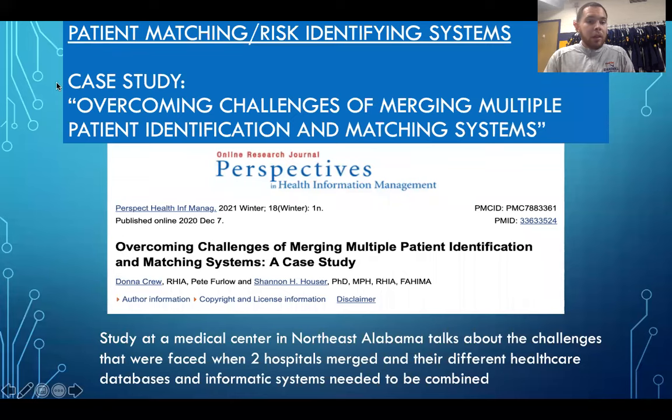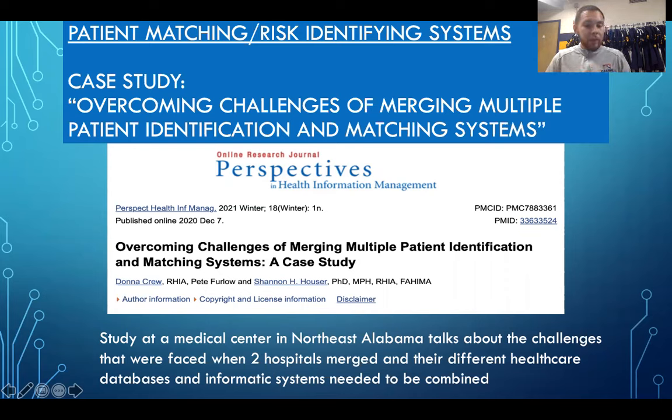So the next case study that I'll be talking about, which ties into the last one, is overcoming challenges of merging multiple patient identification and matching systems. This goes back to when I was talking about how multiple health systems have different electronic medical records. Sometimes when they need to work together or decide to merge medical record systems, it can be very troublesome for the IT department and the health informatics faculty, because it's hard to combine these 2 softwares and keep all the patient data the same in the process.